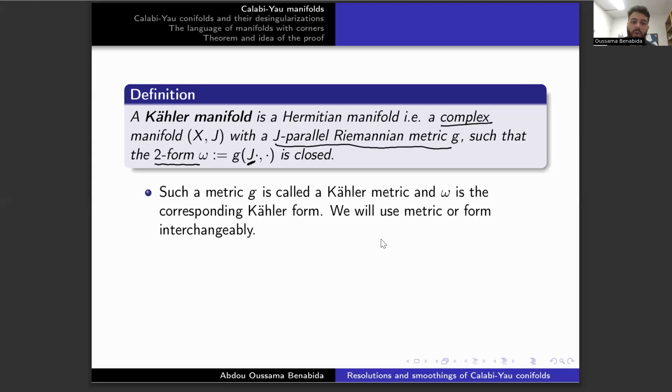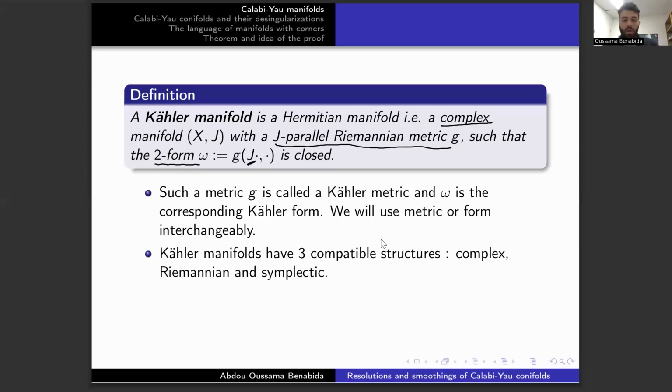So here we will call g the Kähler metric, and omega is the Kähler form. But in general, we will use both interchangeably. So sometimes I call omega the Kähler metric or something like that. So yeah, by this definition, Kähler manifolds are interesting manifolds which have three compatible structures. They are complex manifolds, Riemannian manifolds, and symplectic at the same time. So we can study them from all these different perspectives.